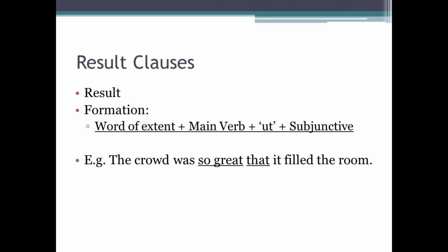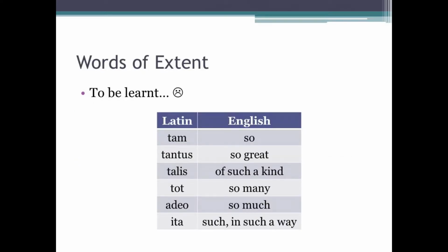And finally, before we move on to the vocab, here are those aforementioned words of extent, which unfortunately you'll have to learn. Tam, so. Tantus, so great. Talis, of such a kind. Tot, so many. Adeo, so much. And ita, such or in such a way. Feel free to pause the video if you would like to have a closer look at those words of extent.